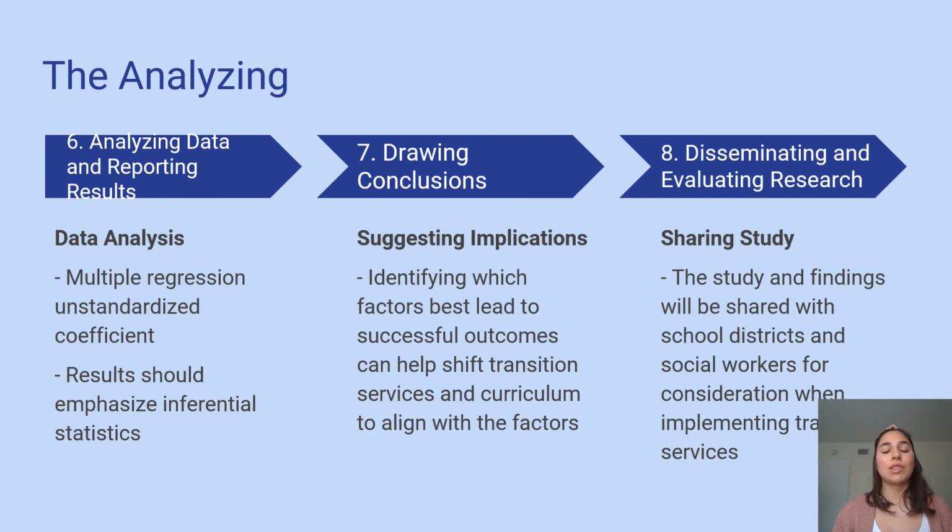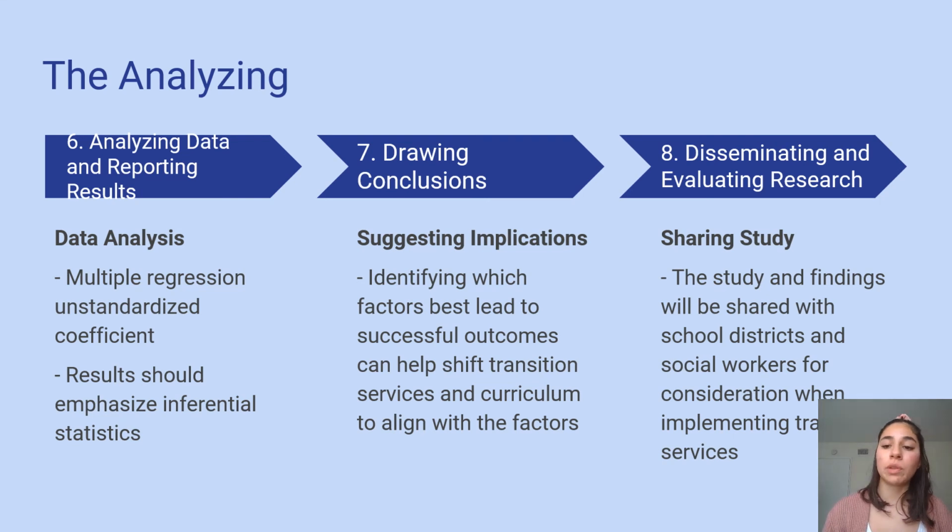So then we get to the final part, which is the analyzing. And for step 6, which is analyzing data and reporting results, for my data analysis, I decided that it would be best to do a multiple regression unstandardized coefficient analysis. And that is because this is specifically used to provide a measure of the individual contribution of one unit of each independent variable to the dependent variable in a multiple regression analysis.